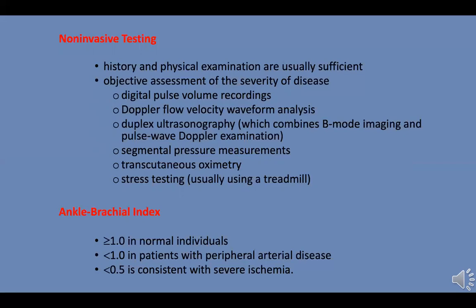Ankle brachial index is a bedside maneuver that can determine the presence of peripheral arterial disease. It is the measurement of the blood pressure, primarily the systolic blood pressure in the brachial area as well as the ankle area. Normally, the ratio is 1. If it is less than 1, it indicates the presence of peripheral arterial disease, and less than 0.5 is consistent with severe ischemia.